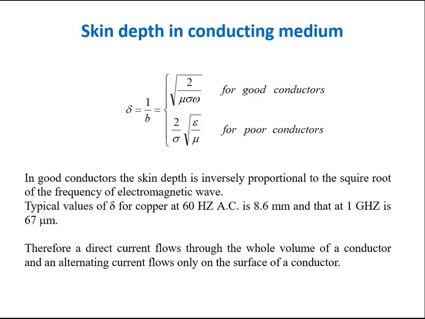But as the frequency of AC increases to 1 GHz, the delta for copper reduces to 67 micrometer. And this says if we are using copper wire for very high frequency, we need to use copper as thin as 67 micrometer, otherwise we are going to increase the cost of our instrument unnecessarily. Therefore, as the conclusion, a direct current flows through the whole volume of a conductor and an alternating current flows only on the surface of the conductor.